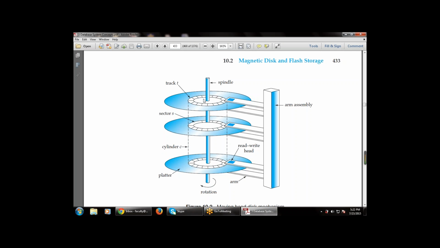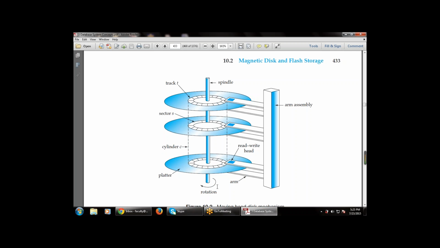There is a track T, and there is a spindle motor that rotates. Spindle motor means that it rotates in a direction that is available with the spindle motor. So there is a track, a spindle, a sector, a cylinder, a platter, and a rotation with the flat surface, and there is an arm assembly that manages the read write arm that is available with the data surface.